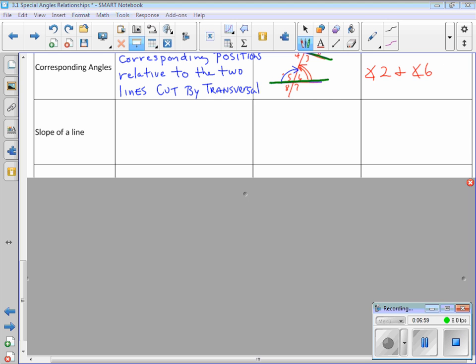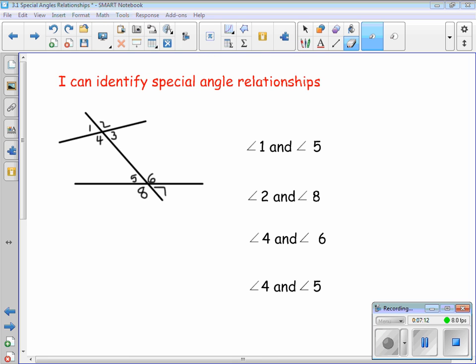All right, the next thing on your list there is slope of a line, but we're going to hold off on that concept or that thought until we get to concept number 2. So we're done with vocabulary for now. Now we're going to look at some special problems. So here you are. We have two lines cut by a transversal and the angles that are formed by it. And so one of the I can statements that you have to do for this concept is I can identify special angle relationships.